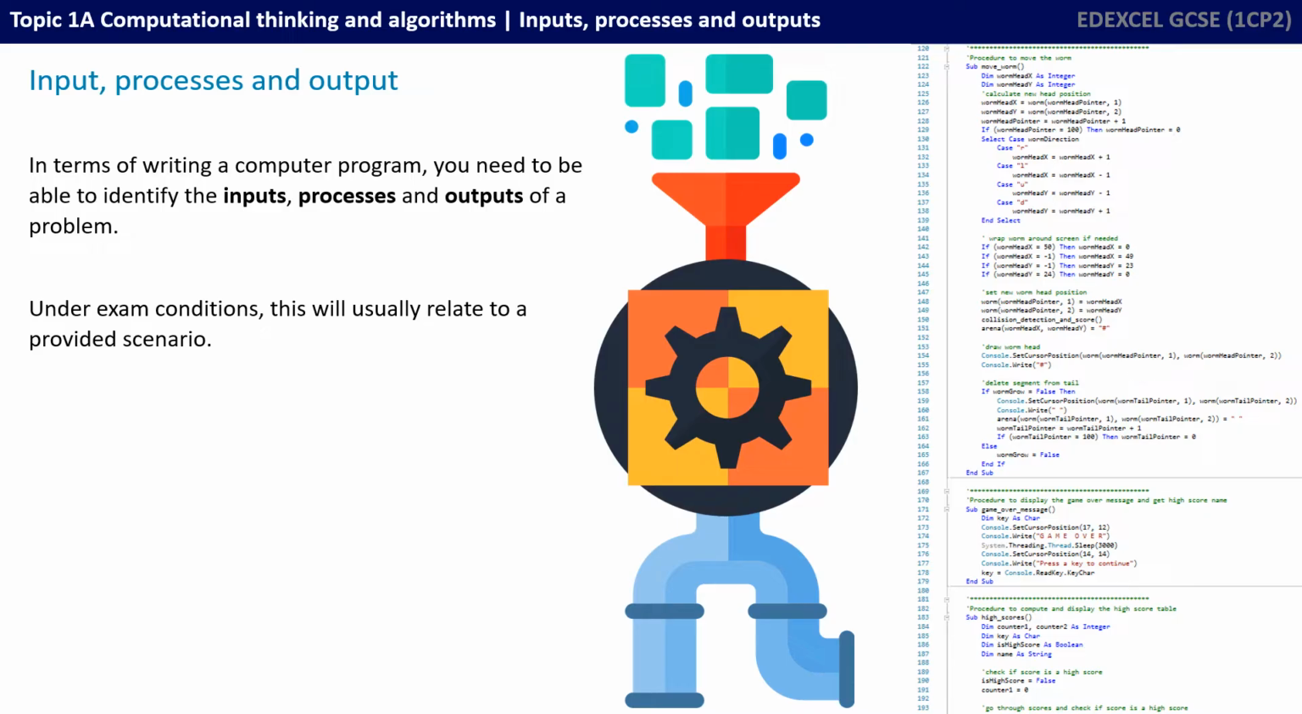Essentially, a computer program, or more importantly an algorithm, is the same. And in terms of writing a computer program, you need to also be able to identify its inputs, processes, and outputs. Under exam conditions, these problems will usually be presented in the form of a scenario. So let's take a look at a couple now.